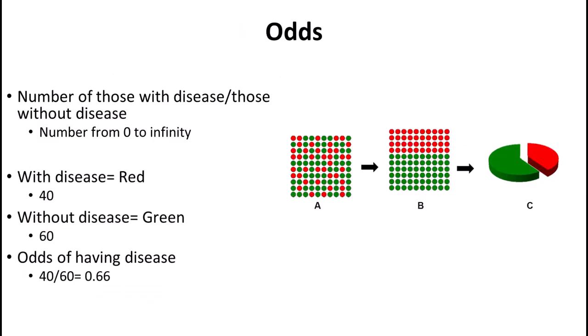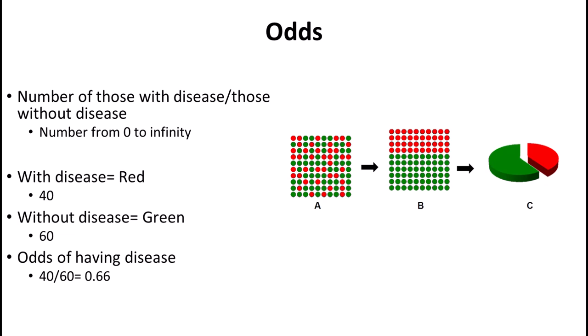So, moving on, the next word you need to know is odds. Odds is similar to risk, only in risk you're looking at the chance of having the disease out of the total population. With odds, you're looking at the number of those with the disease divided by the number of those without the disease. And where risk was a number from 0 to 1, the odds of something happening are going to be a number from 0 to infinity.